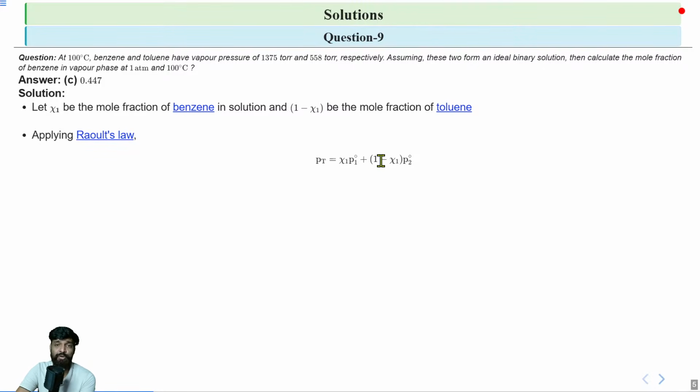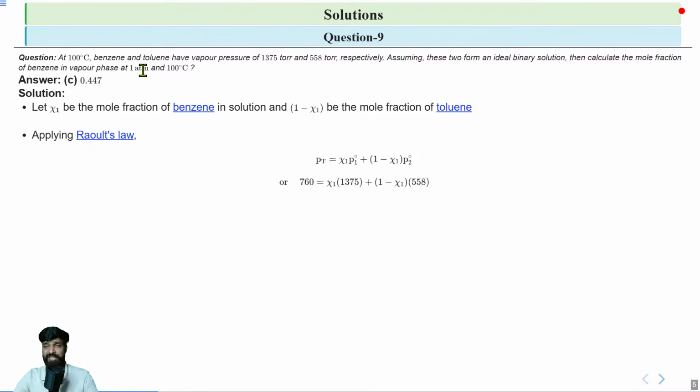Now in place of chi2, you can write 1 minus chi1. We know that the summation of mole fractions of every component in a given solution is equal to 1. So chi2 plus chi1 is equal to 1. Therefore, chi2 is equal to 1 minus chi1. Now next, just put the values here. The total pressure, as I said, is 1 atm. But since your partial pressures are given in torr, you have to convert 1 atm into torr.